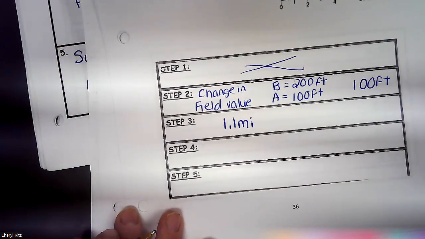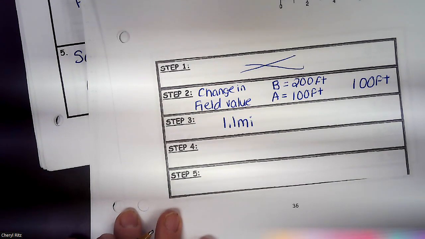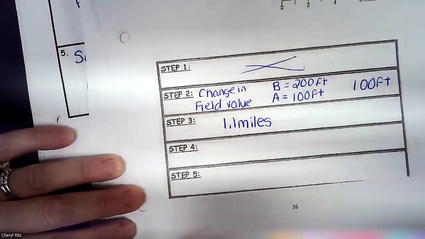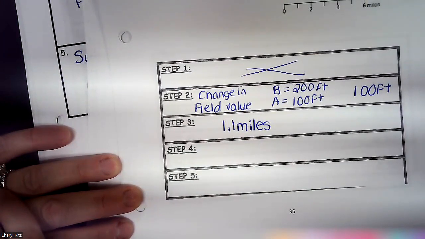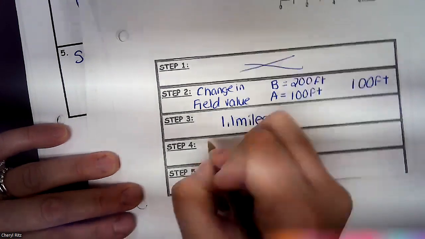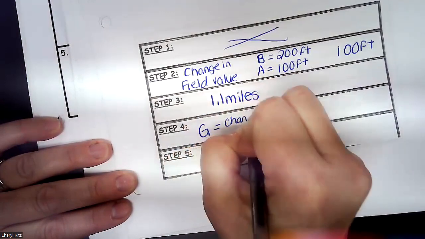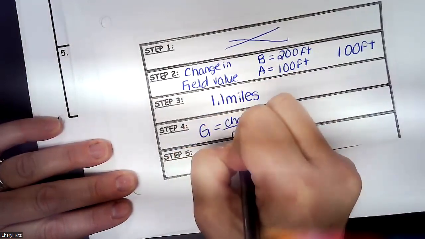Guys, also remember, how do you abbreviate miles? MI. If you're not positive how to abbreviate miles, don't guess, write it out. Because if you screw up and do an M, that means meters, and here's where you'll get it wrong. Step 4 is just to write the formula. Gradient equals change in field value divided by distance.